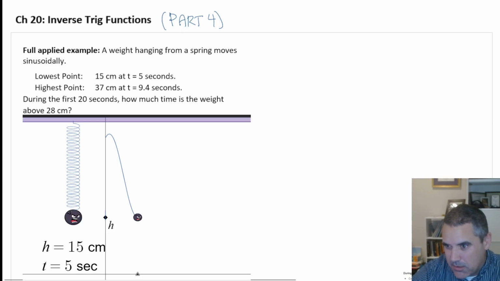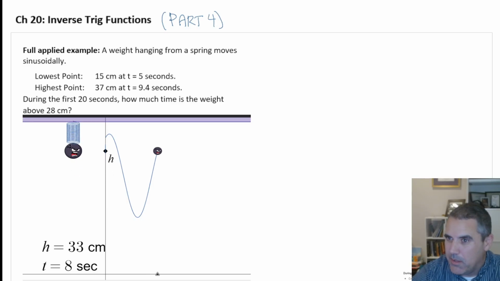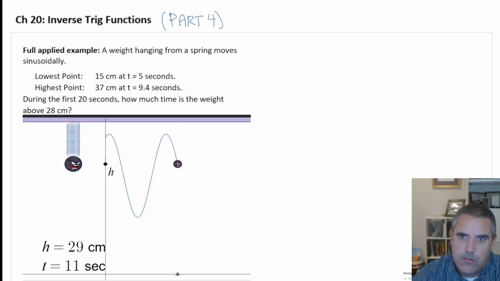The animation I made is starting there at the low point. So they tell me the low point. I've slowed down time so we can see it better. Then it comes up to a high point. It told me that time too. I've rounded the numbers there. And it goes back down. It does this for 20 seconds.